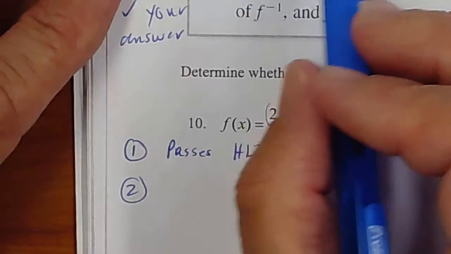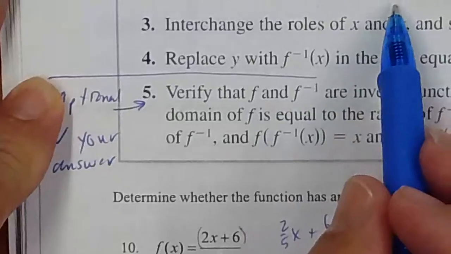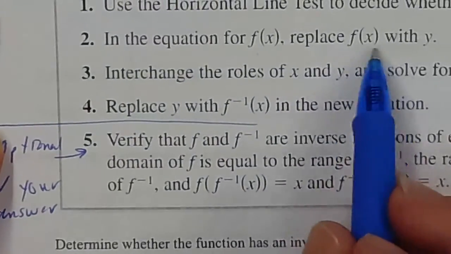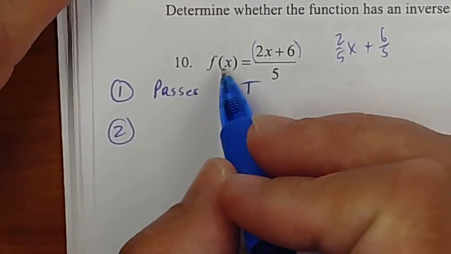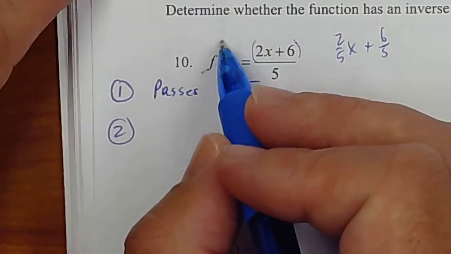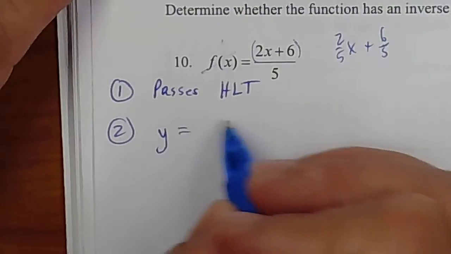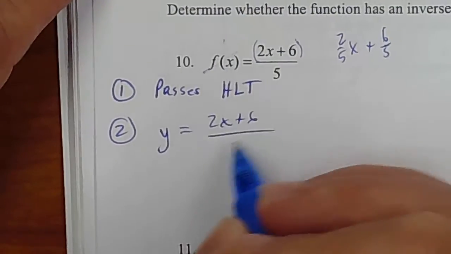Step 2, in the equation for f of x, replace f of x with y. Right, those are always interchangeable. That's no problem. Simple step. I'm just going to find where f of x is. I'm going to replace this with y. So y equals (2x plus 6) over 5.